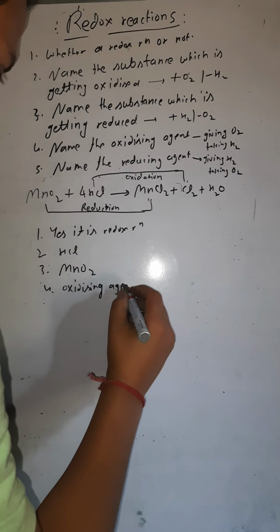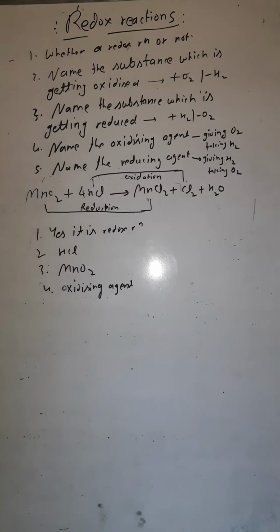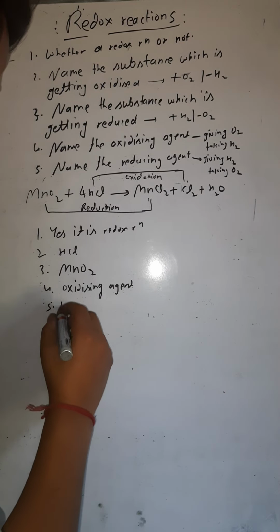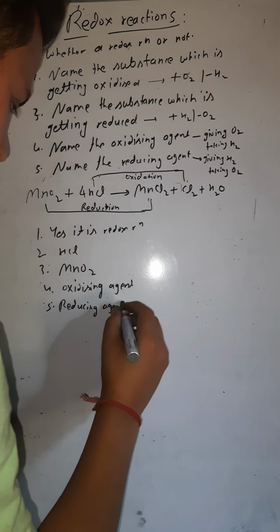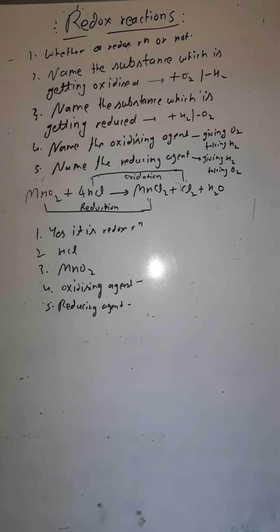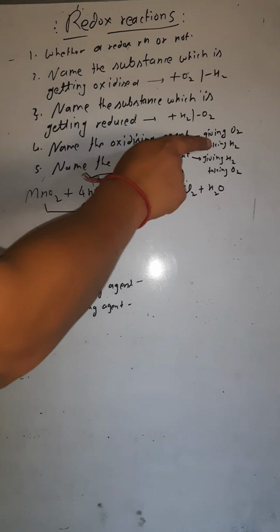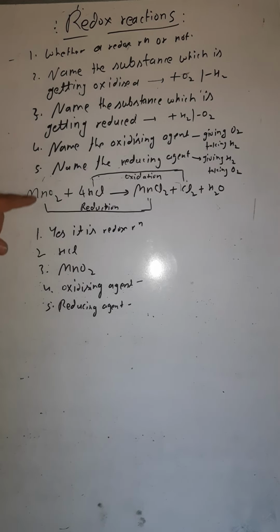Oxidizing agent. And the next one is reducing agent, number 5. So these questions you have to tell. Oxidizing agent means which is giving oxygen or taking hydrogen. So which is giving oxygen in between these two? I think MnO2 is giving oxygen. Look here, it is giving oxygen to HCl. So this one is giving oxygen.